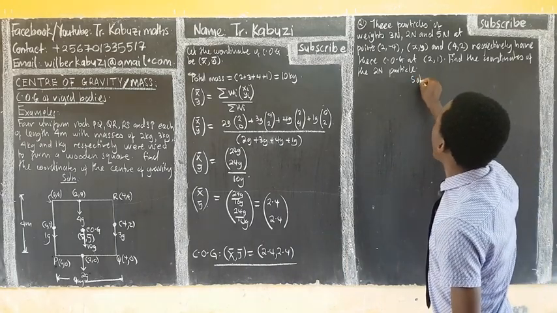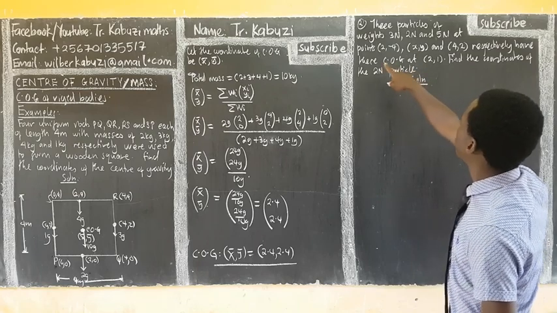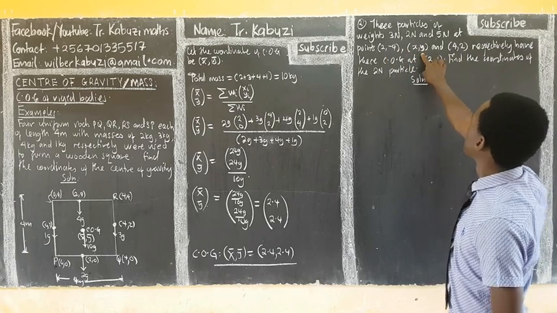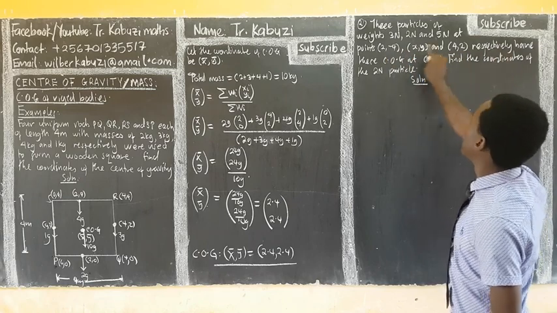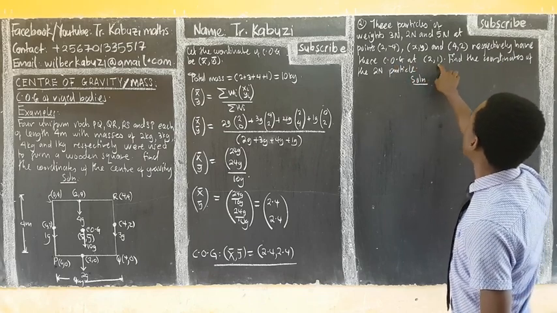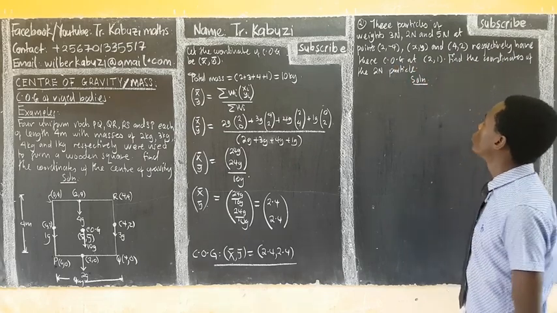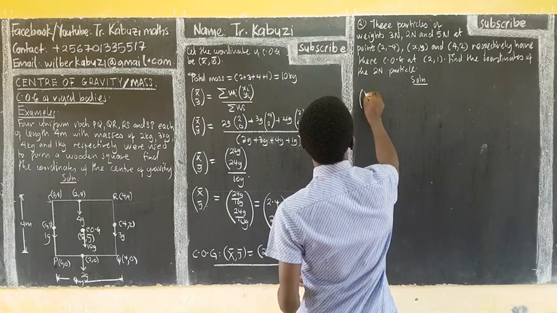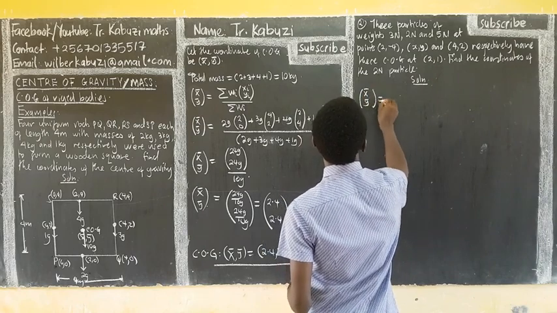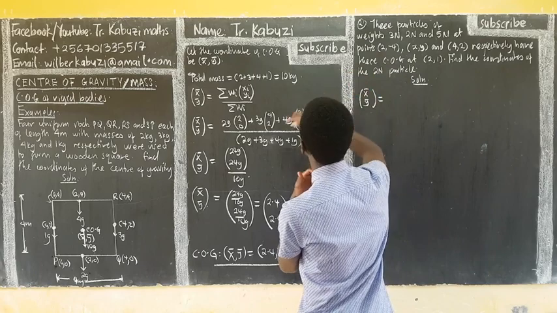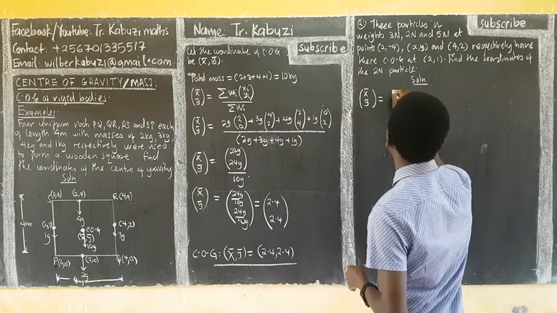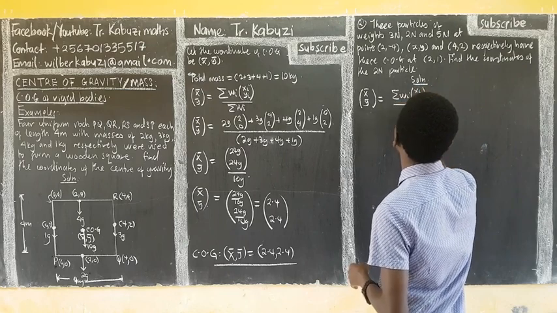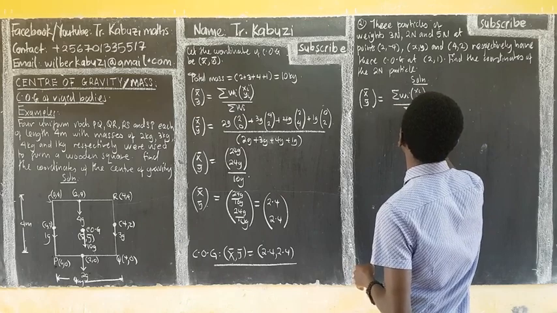In our solution here, let us go through it. 3 particles of weights 3, 2, and 5 at points, this one is missing, respectively, have their center of gravity at 2, 1. Find the coordinates of the 2 Newtonian particles. We want to get the coordinates of this. You just set that formula. So we know that our center of gravity, they're telling us that now this one deals with weight. So we have still the sum of Wi, Xi, Yi, the whole over the summation of Wi.